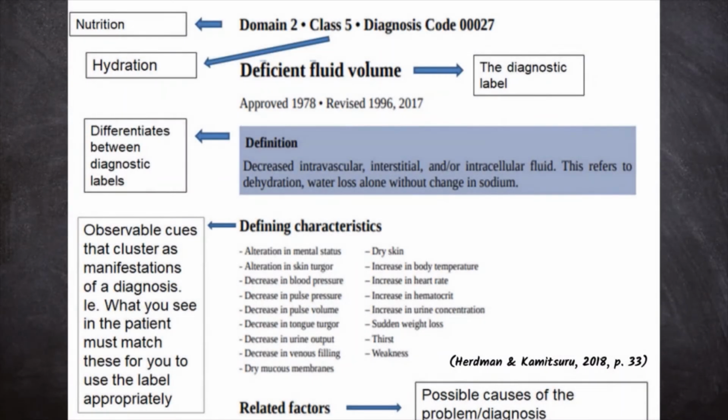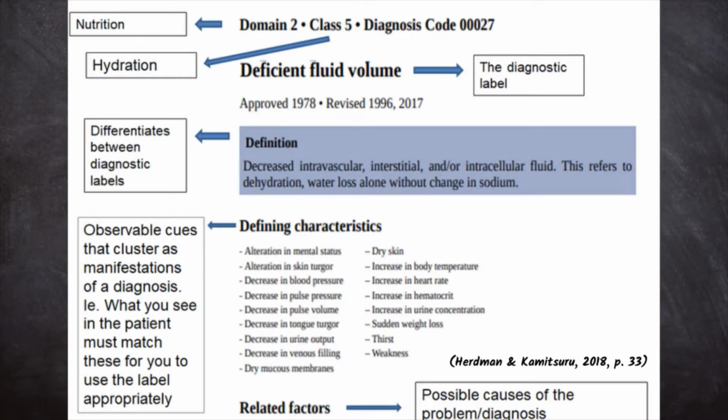Let's take a closer look at the diagnostic label called deficient fluid volume. Notice that the domain, class, and diagnostic code are indicated at the top of the reference page. This unique diagnostic code could be very useful when these diagnostic labels are used to document nursing diagnoses in a nursing information system, since computers recognize numbers, not words.